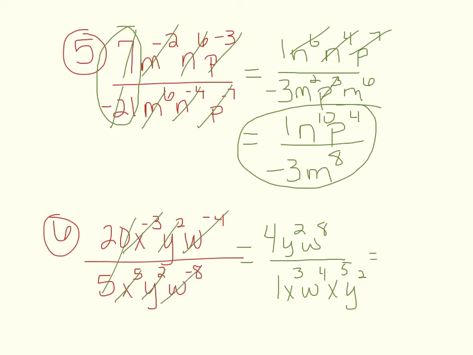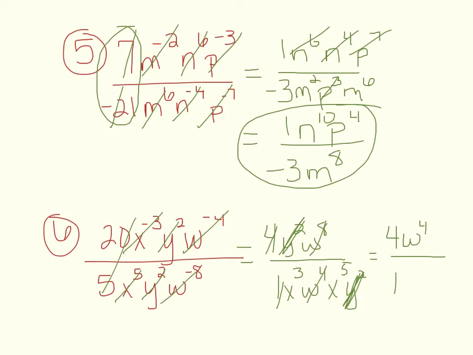So now I just need to multiply or divide. So I know I have 4 and 1. All right, my y's. Okay, I have y to the second over y to the second. So I'm going to subtract. 2 minus 2 is 0. Remember, anything to the 0 power is 1. So we're just going to cancel those out. All right, next one's the w's. So I have w to the eighth over w to the fourth. So it's division. So 8 minus 4 is 4. And those 4 w's are going to go in the numerator.